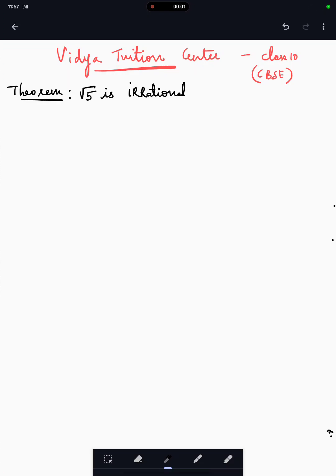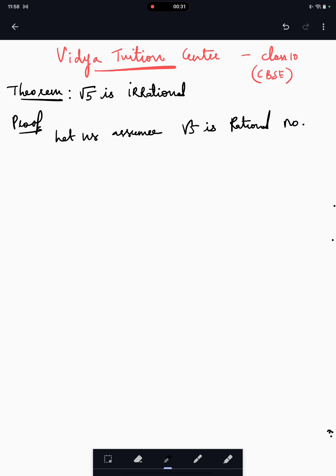Dear students, today I am going to do one theorem of class 10 CBSE: root 5 is an irrational number. First, by contradiction, let us assume root 5 is a rational number.